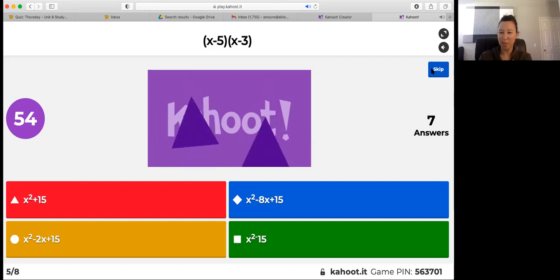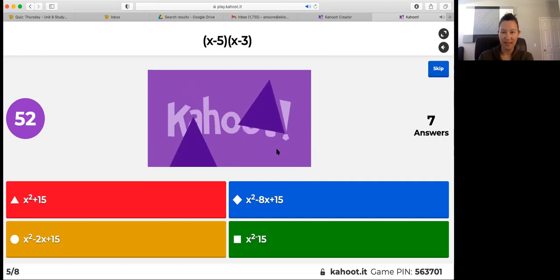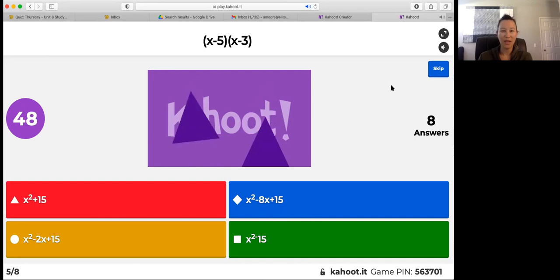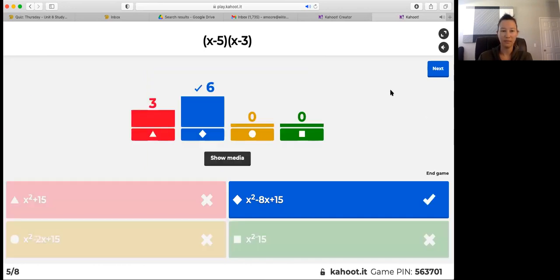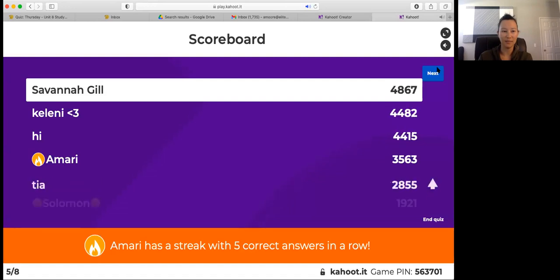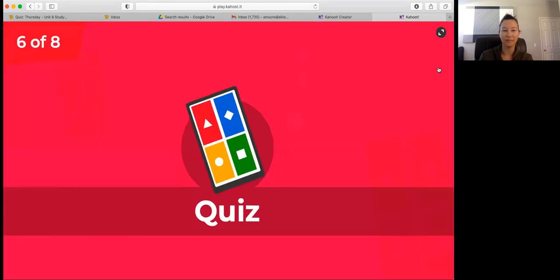Our last 2 people. There's one, just one left. There we go, very good. x squared minus 8x plus 15. All right, Savannah, Kalani, other Savannah, Amari, and Tiana, very good.